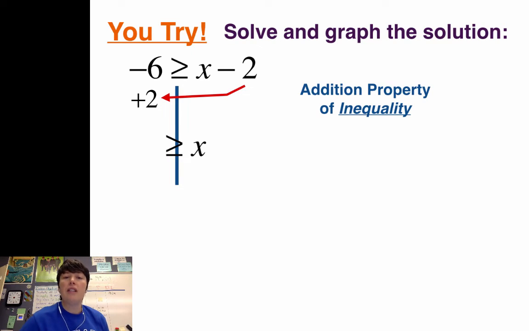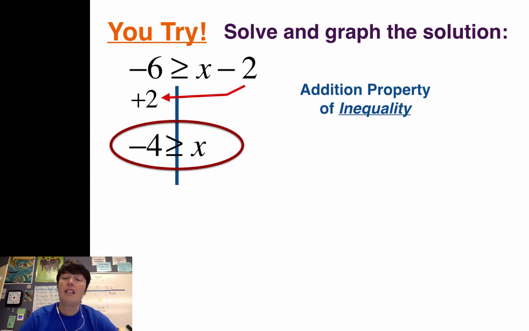So x is now less than or equal to negative 6 plus 2. Let's see, negative 6 plus 2 is different signs, subtract, so that's going to be a negative 4. There's our solution. So our x is less than or equal to negative 4, or negative 4 is greater than or equal to x, however you want to read that.